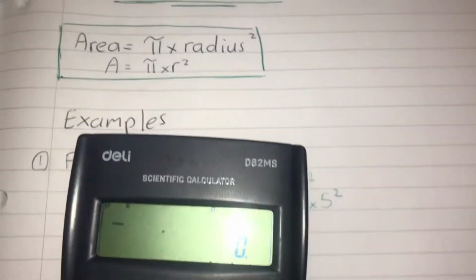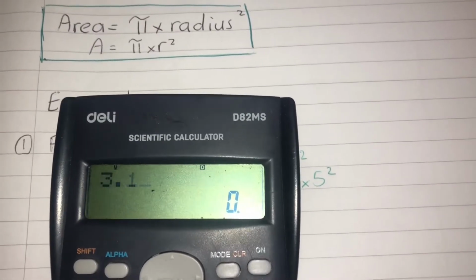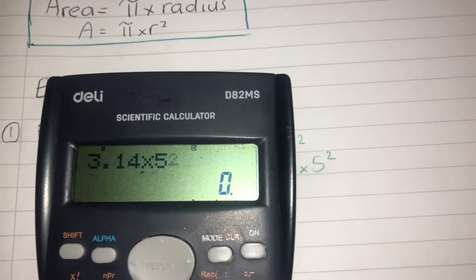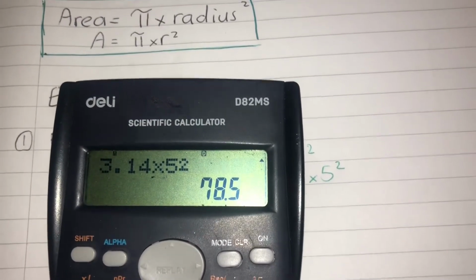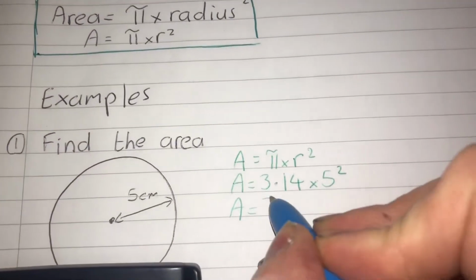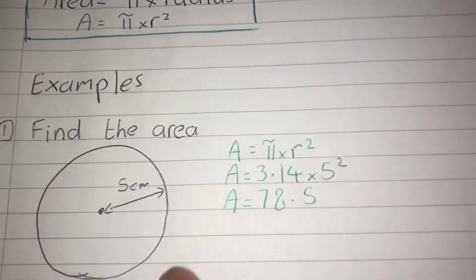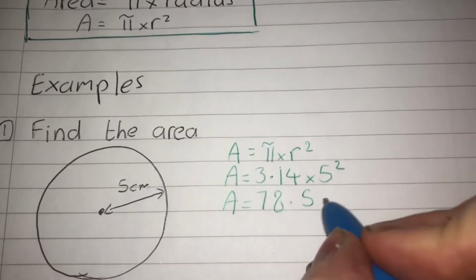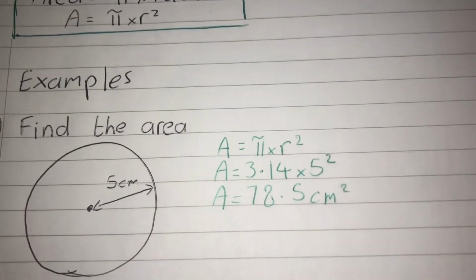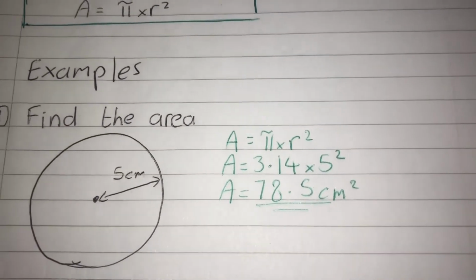Alright. Now using our calculator, 3.14 times 5 squared, 78.5. Okay. Now because we're working out area, it's important to remember that for area, our units are centimeters squared. Alright. So units are important. There can be a mark awarded for using the correct units.